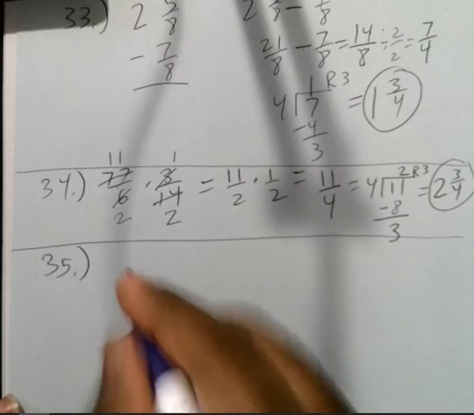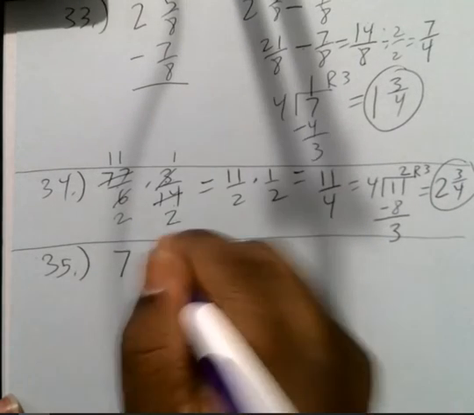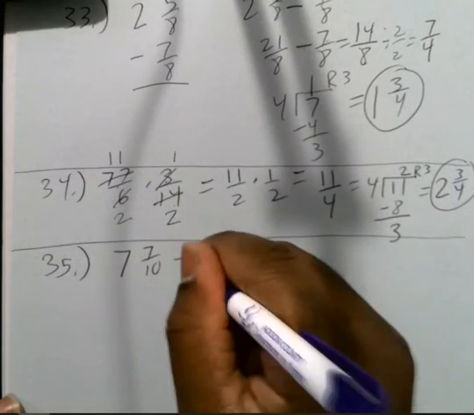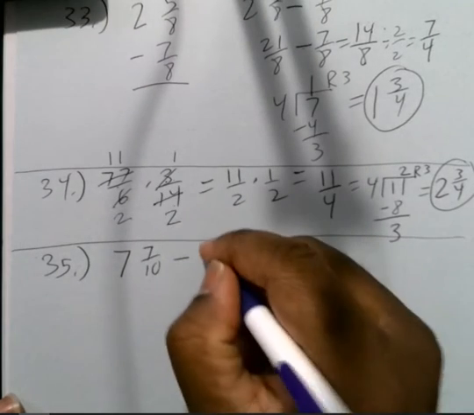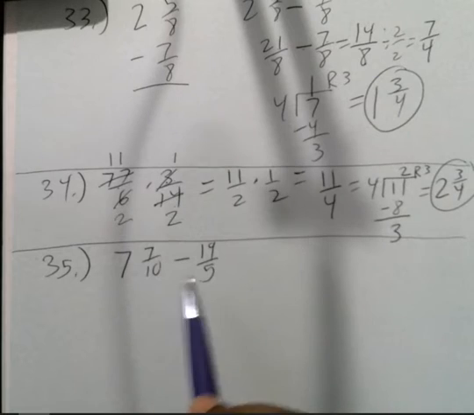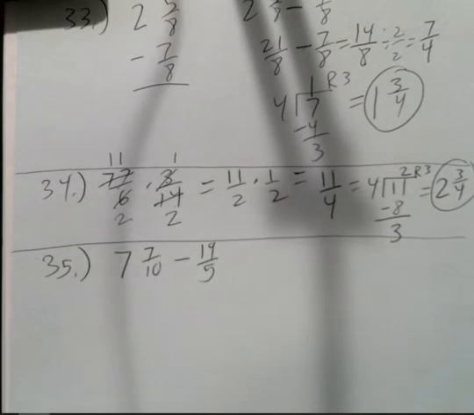Problem 35. This is 7 7/10. Now, when you originally wrote this, you wrote this as 77 over 10, but there is a space between the two sevens. If you look at 36, which looks like the same problem, there's no space in between the sevens in problem 36. That will let you know that it's supposed to be 77 over 10. So we have 7 7/10 minus 19 over 5.